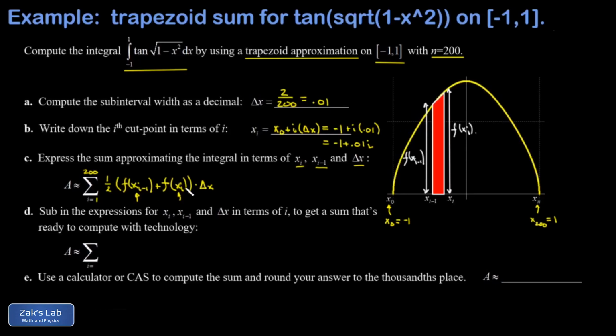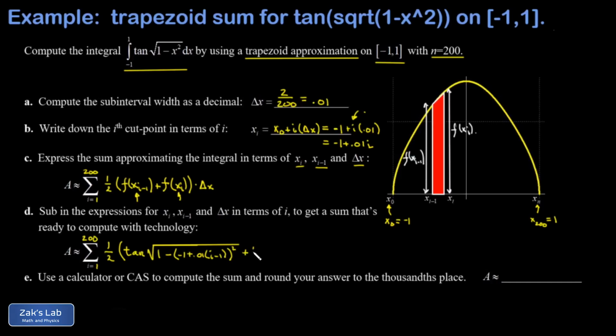f of x_200. Now we can plug in our specific function f of x. That's the tangent of the square root of 1 minus x squared. So f of x evaluated at x_{i-1}. Well, to find x_{i-1}, I have to replace i with i minus 1 in my formula for part B. And I have the tangent of the square root of 1 minus x_{i-1}, which is -1 plus 0.01 times (i minus 1), all squared.